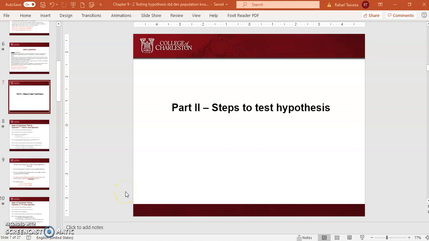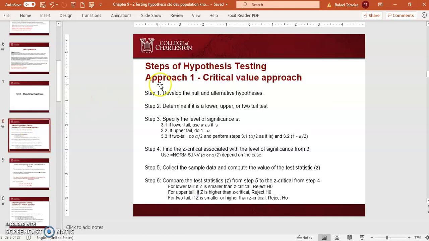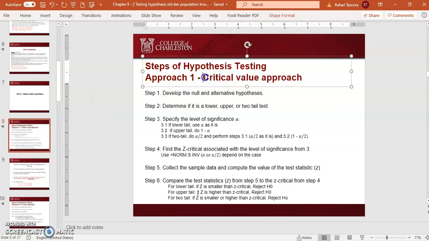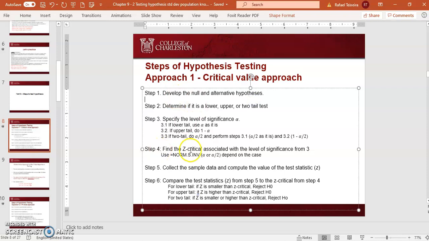Hi, this class is to talk about the steps to test the hypothesis of a population mean when you know the population standard deviation. Okay, so here's the first approach, which is the critical value approach, and here are the steps. First step is develop the null and alternative hypothesis.